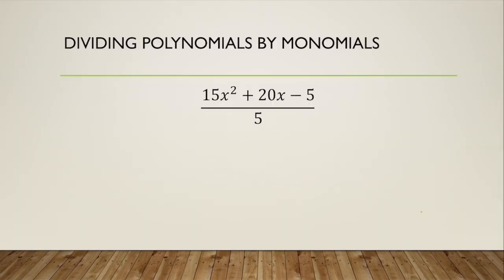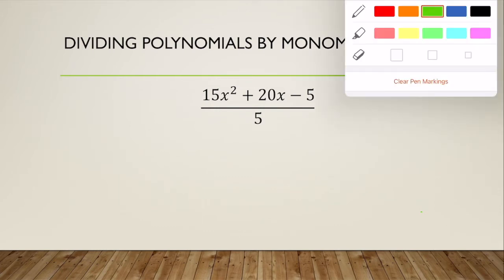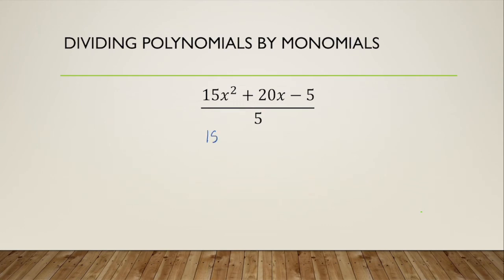I have 15x squared plus 20x minus 5. So my first step is going to be pull this apart. So I have 15x squared over 5 plus 20x over 5 minus 5 over 5. And then I simplify each of these terms. 15 divided by 5 is 3. There's no x term in my denominator, so I get 3x squared plus 20x divided by 5, that's 4x, minus 5 divided by 5, which is 1.